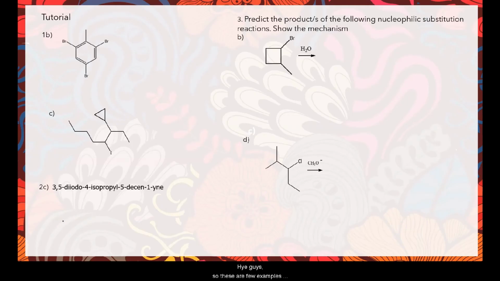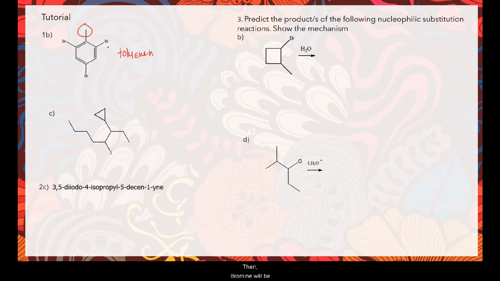Okay, enjoy! Hi guys, so these are a few examples from the tutorial which you can refer to when answering other questions. In question number 1, you need to name the compound based on the IUPAC system. For question number 1b, the parent name will be based on the benzene group. When the benzene group is attached with the methyl group, it can be named as toluene.